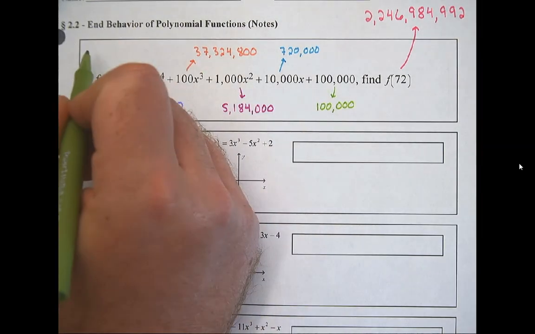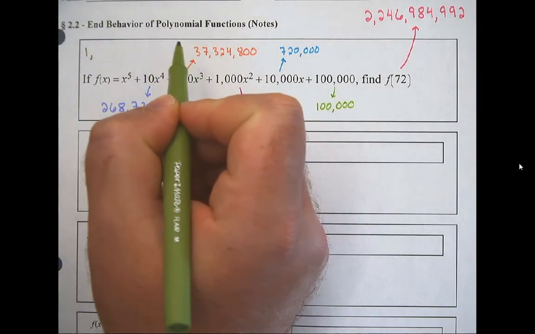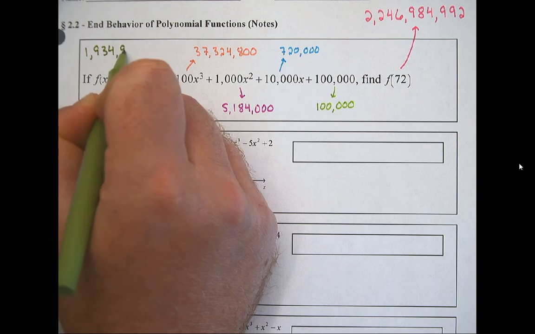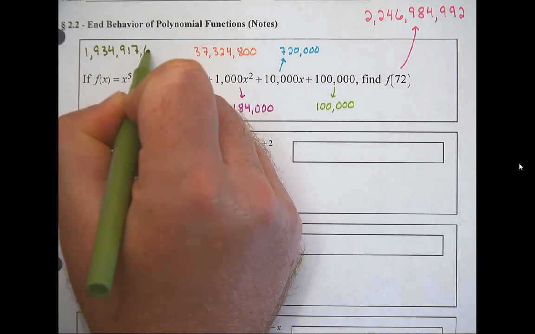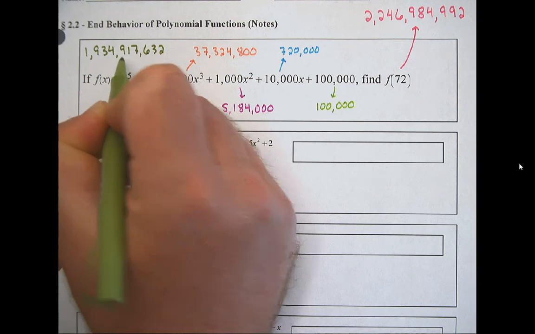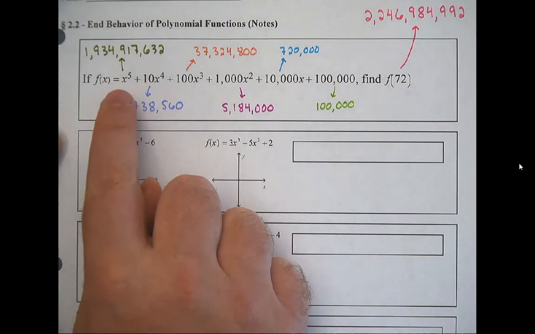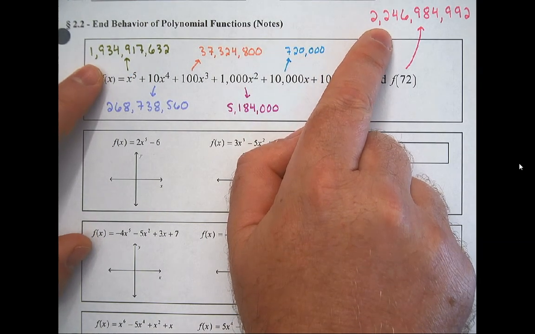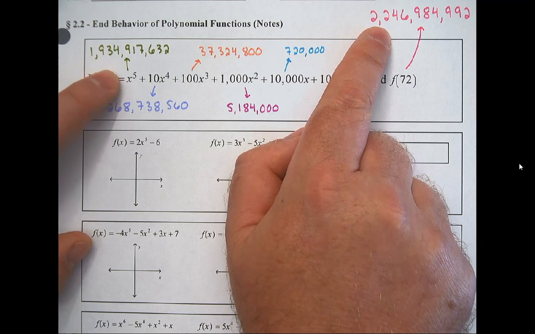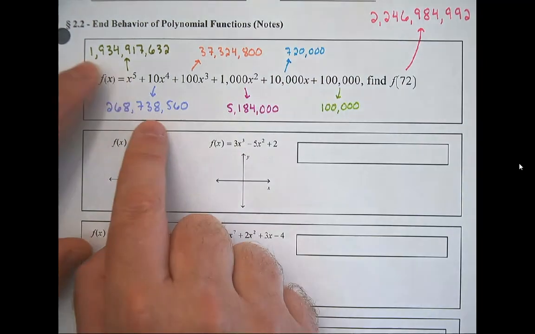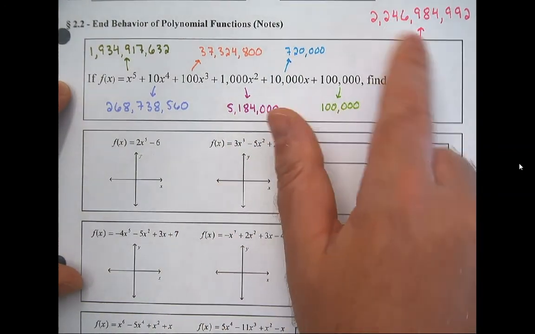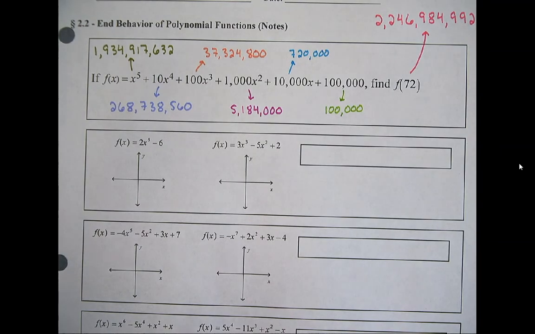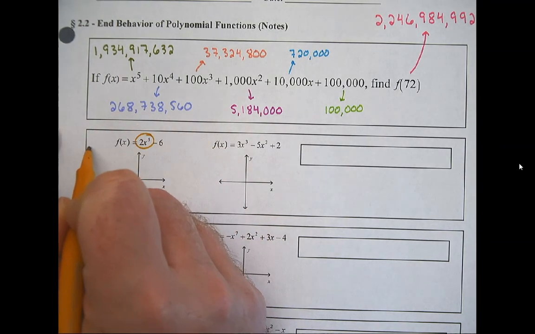This turns out to be 1,934,917,632. So what I'm trying to point out is this term out front dominates so much of this number. This was worth 2.2 trillion, and 1.9 trillion of it came from this value. So these other numbers obviously affect the overall total, but they don't affect it nearly as much as this first term. And this first term we call the leading term.